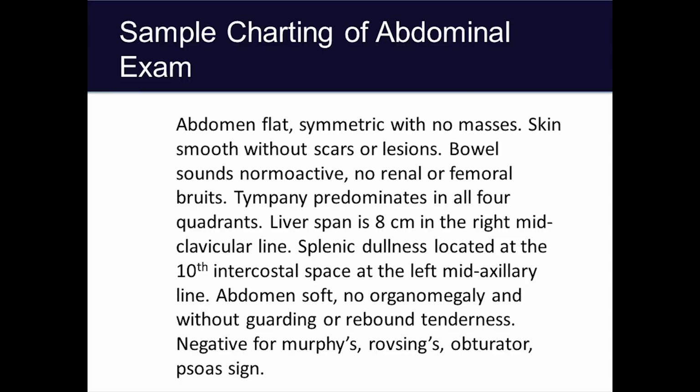The next part would be palpation. The abdomen is soft. There's no organomegaly, meaning the liver and the spleen are normal in size, and there's no guarding or rebound tenderness. The last part would be additional tests that you might have done if you were considering a specific diagnosis. So there you would say negative for Murphy's, Rovsing's, obturator, or psoas sign.